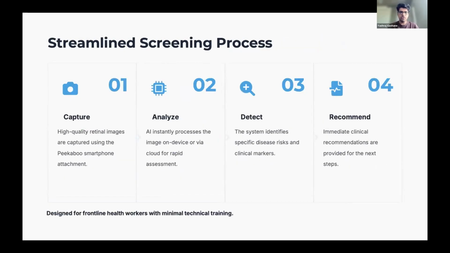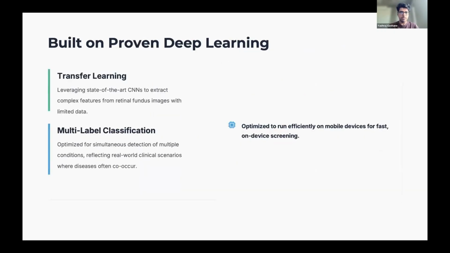So the process is pretty straightforward. We capture an image, the on-device AI analyzes it, it detects the kind of disease the patient might have, and then it recommends the patient to a doctor for further clinical investigation and help. I think Sneha can take over from here.